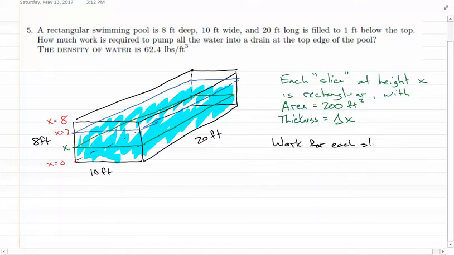So the work for each slice, work is force times distance. The force is just the weight of the water, which is going to be 62.4 pounds per cubic foot times 200 delta x cubic feet, right? That's basically density times volume. Density times volume gives you the weight. Okay. Then the distance, how far does it have to go? Well, it's got to go from a height of x to a height of 8, so that distance is going to be 8 minus x.